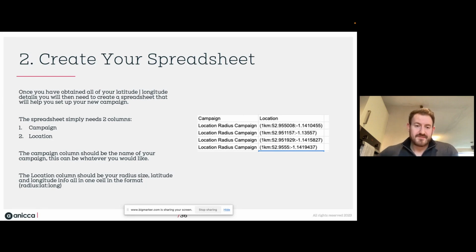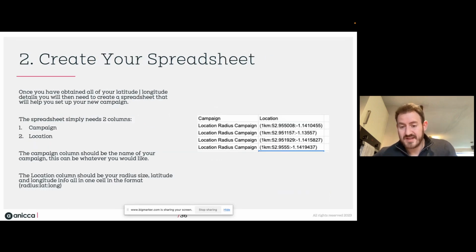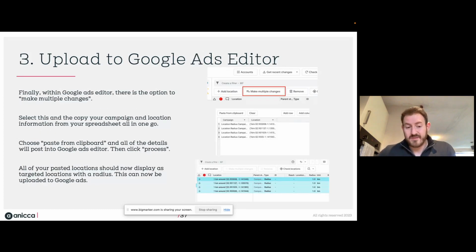And then finally, we need to upload our list to Google Ads Editor. Within Google Ads Editor, there is an option to make multiple changes. So you select this option and then copy your information from your spreadsheet. In this example, we've just used 4 different locations. So copy all of the campaign information and the location information, and then you're going to want to choose paste from clipboard.